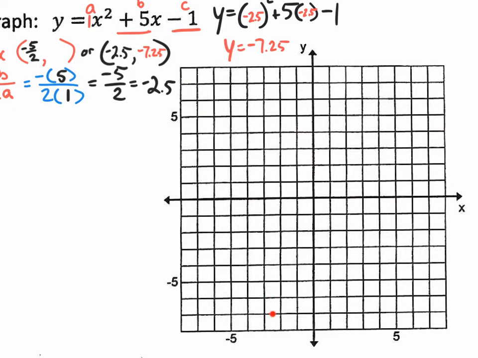But it's not -7. It's -7.25. 0.25 is a quarter of the way down. It's not even halfway down. It's only a quarter of the way down. So let's put a dot right here.